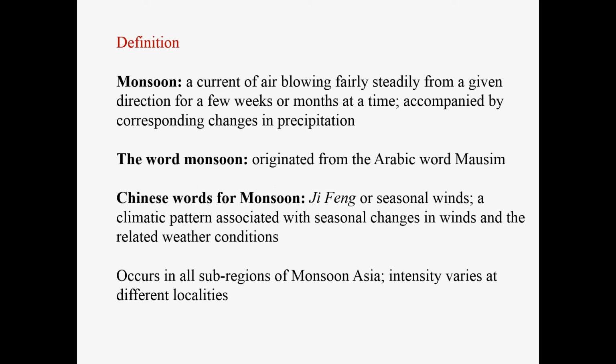The word monsoon originates from the Arabic word Monsoon. The Chinese words for monsoon are 季风, which means seasonal winds. So this is a climatic pattern associated with seasonal changes in winds and related weather conditions. Monsoon climate occurs in all subregions of so-called Monsoon Asia. Its intensity varies at different locations, also at different times.